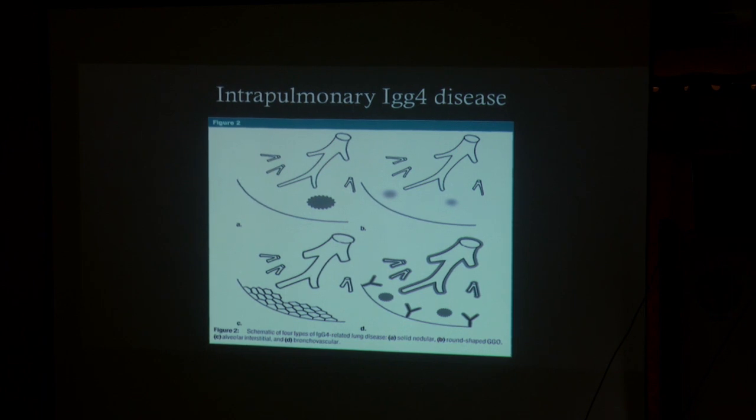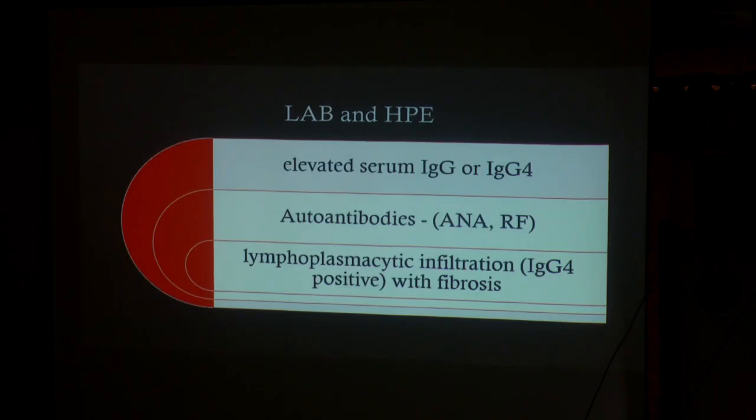In the solid type, you see a solid nodule with spiculations due to the surrounding inflammation and fibrosis, and in the round-shaped ground glass opacities type, we can see multiple areas of ground glass opacities which are well-defined and rounded. In the interstitial type, we can see honeycombing with interstitial thickening, and in the bronchovascular type, we can see bronchial wall thickening and bronchovascular thickening. Along with that, we'll have elevated levels of IgG or IgG4, and the autoantibodies ANA and RF may be positive, and on biopsy we can see lymphoplasmacytic infiltration with fibrosis.